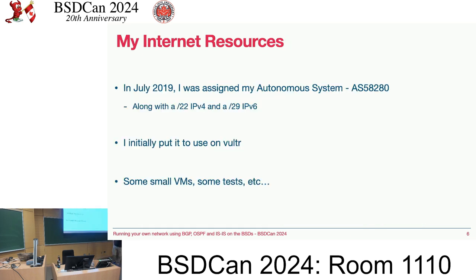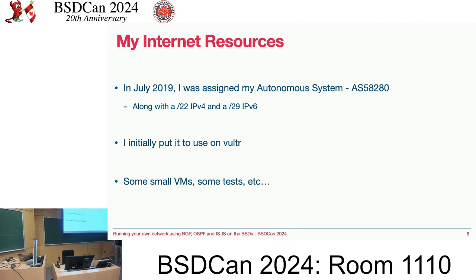So in July 2019, I stopped working at the RIPE NCC on the 28th of June 2019. On the 1st of July, you can see in the records, I got my membership at the RIPE NCC. Because if you are an employee, you cannot get your own resources. But as soon as I left, I wanted to get my own resources. So I got my autonomous system, AS58280, and a /22 IPv4 and a /29 IPv6, which is the most common setup these days for members in the region.